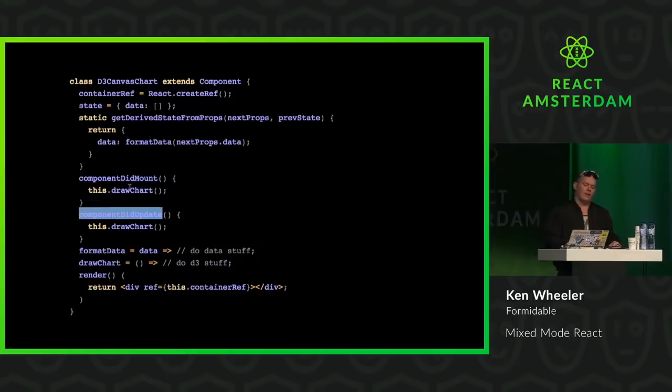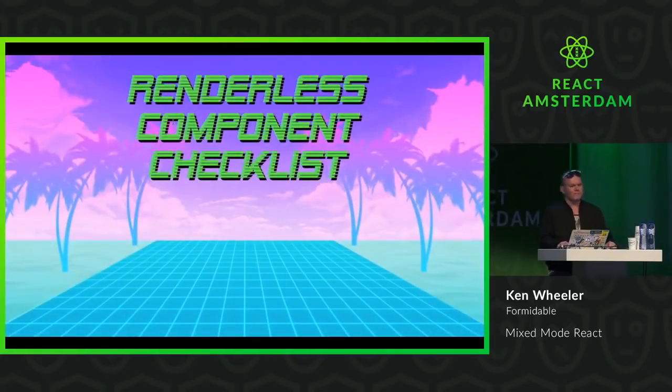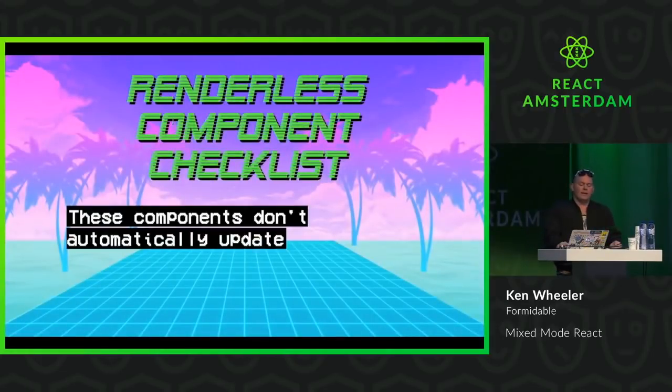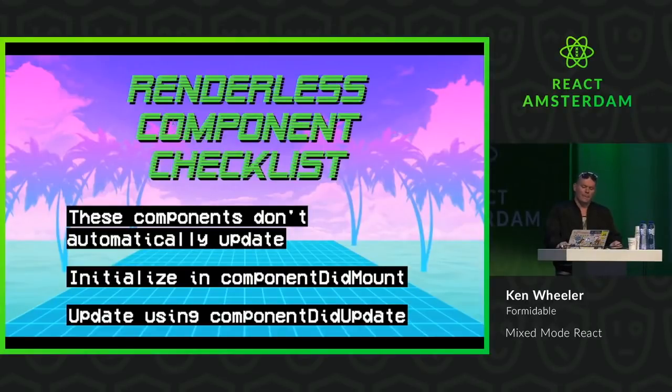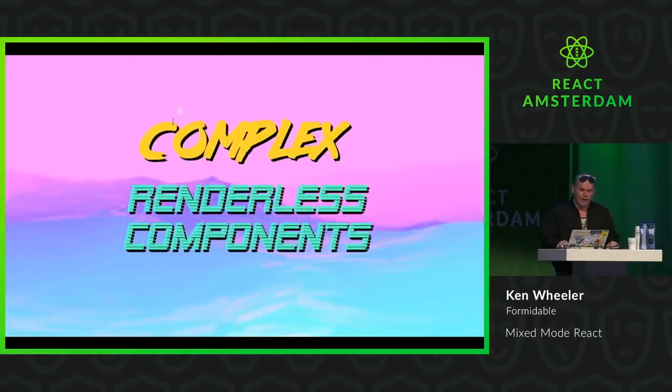In your update and your mount, right, you're going to do the draw chart, and you're going to use the derived state from props because you want to make sure that when new props come in, if you have this thing that's not automatically updating like a render would, you got to keep that in sync. You got to update it yourself, right? So if you're going to use these, they don't automatically update. You want to initialize whatever you're doing in component did mount, and then in component did update, that's where you're going to update if new props came in or something like that, right?